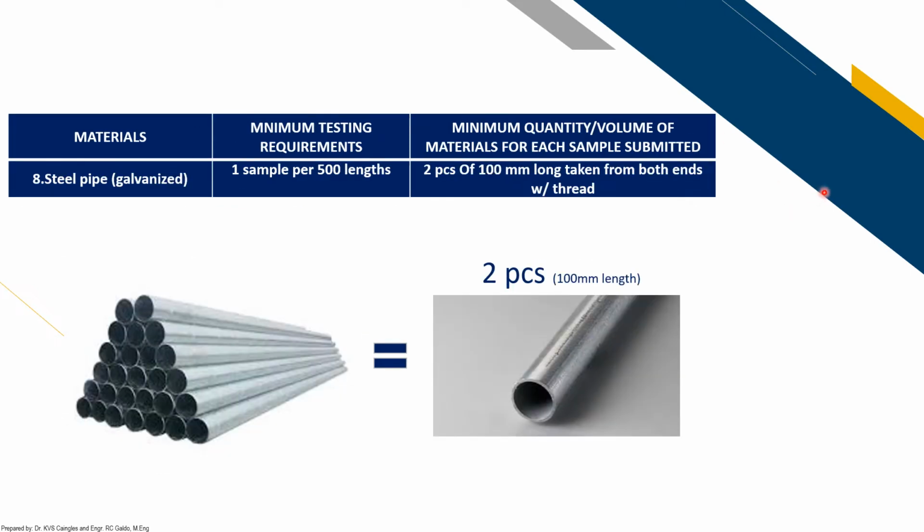Next is for steel pipe, your galvanized steel pipe. You are going to obtain one sample per 500 lengths. The minimum quantity to be submitted for testing is 2 pieces of 100 millimeter long, taken from both ends with thread. So from the entire length of your galvanized steel pipe, you take 100 millimeter from one side and 100 millimeter from the other side. So two pieces in total are submitted for testing.